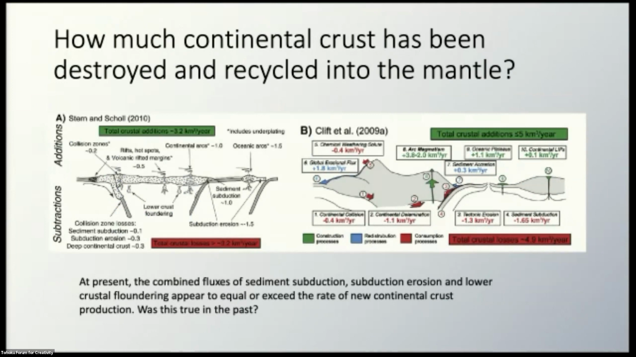Now, speaking of that, what happens to the crust? This is a slide from Bob Stern of two different assessments of what the present fluxes of continental crust into the mantle are. And you can compare the total crustal additions and total crustal losses. It looks like, based on this, that the volume of the crust is more or less steady state. We're destroying it at the same rate it's being produced. But has that been true throughout time? Good question. We don't know.